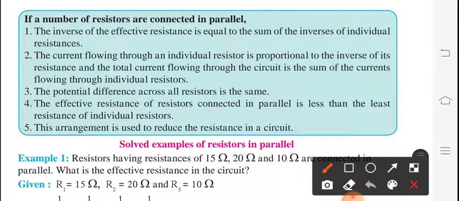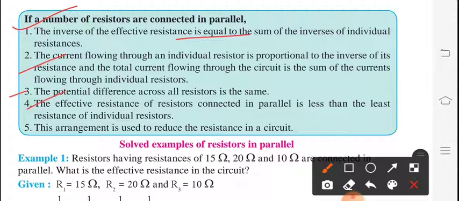If a number of resistors are connected in parallel, then the inverse of the effective resistance is equal to the sum of the inverses of the individual resistors. That is, 1 upon Rp is equal to 1 upon R1 plus 1 upon R2 plus 1 upon R3, and so on. The current flowing through an individual resistor is proportional to the inverse of its resistance, and the total current flowing through the circuit is the sum of the currents flowing through the individual resistors, as we have seen with the explanation. The potential difference across all resistors is the same.